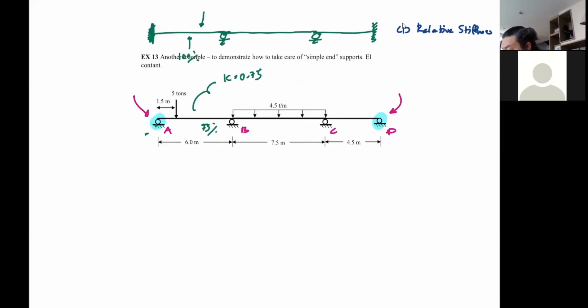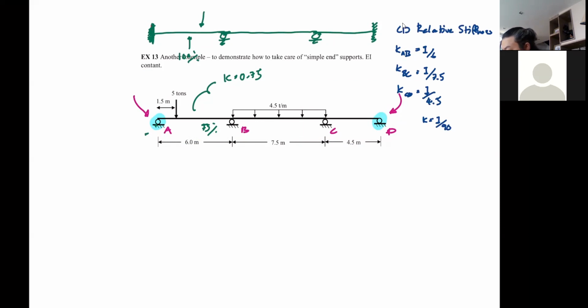So let's say my KAB is now I over 6. My KBC, because E is constant, becomes I over 7.5, and my KCD is I over 4.5. You can modify after you have the relative numbers. So let's say I'm going to use K equal to I over 90, so I'll multiply everything by 90.